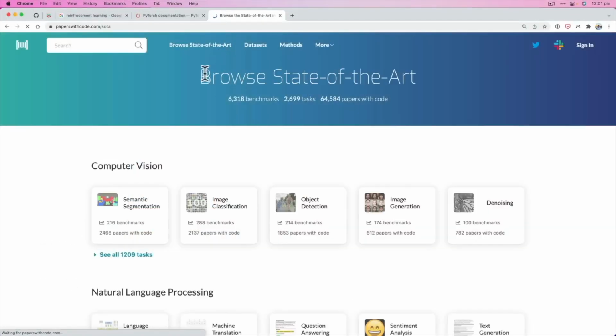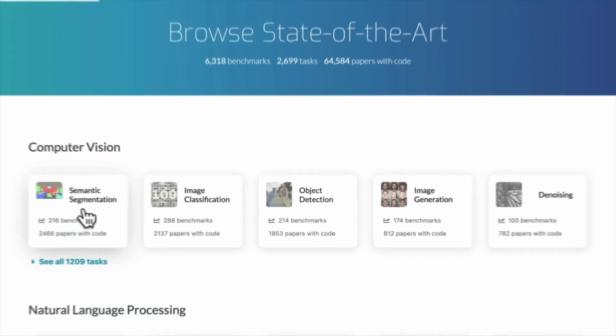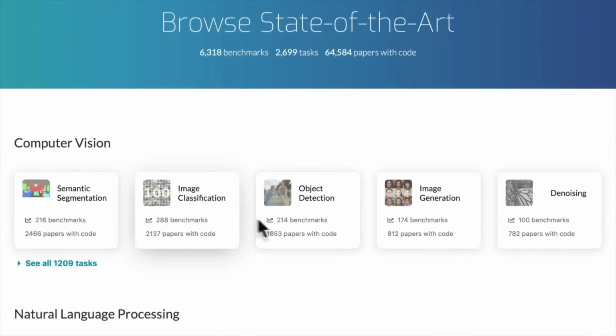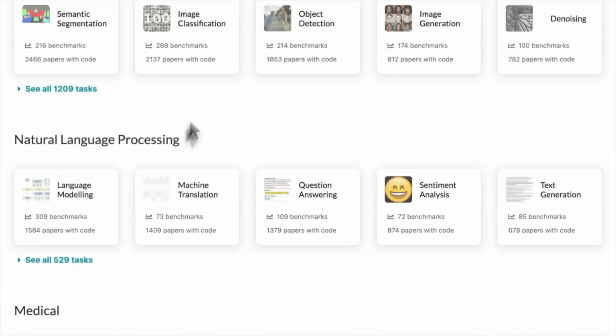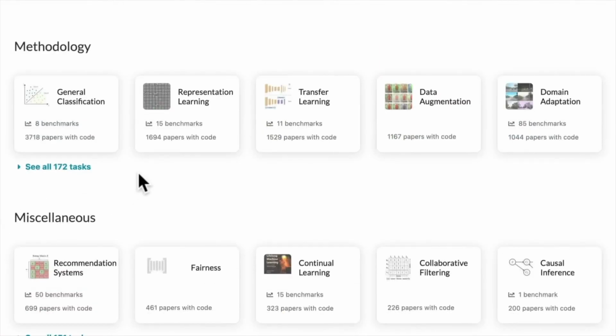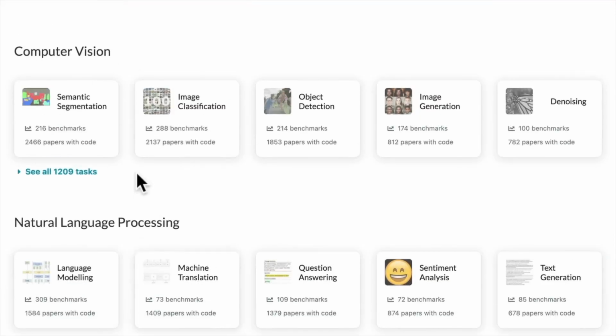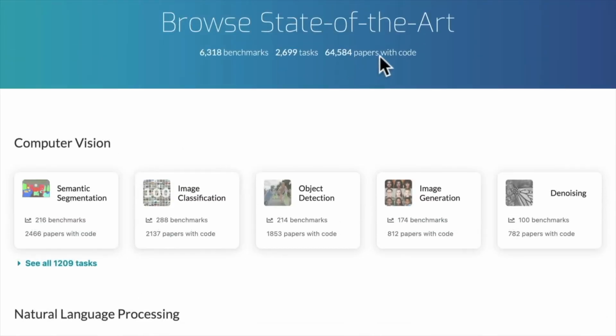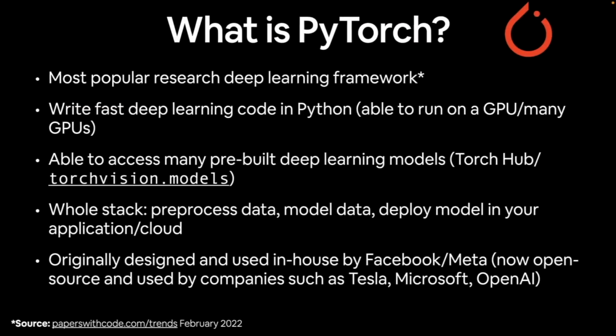So this is browse state-of-the-art, paperswithcode.com, amazing website. We have semantic segmentation, image classification, object detection, image generation, computer vision, natural language processing, medical. I'll let you explore this. It's one of my favorite resources for staying up to date on the field. But as you see, out of the 65,000 papers with code that this website has tracked, 58% of them are implemented with PyTorch. How cool is that? And this is what we're learning. So let's jump into there.